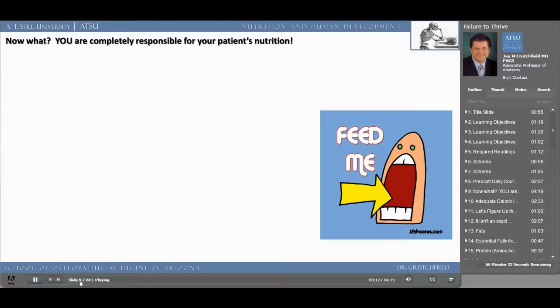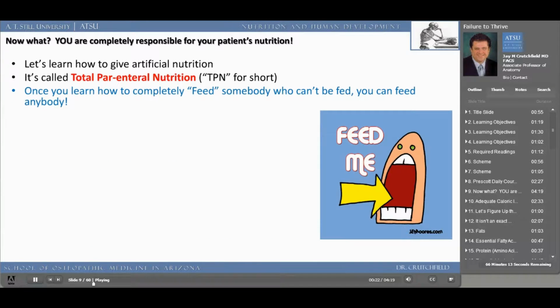So now that you're completely responsible for your patient's nutrition, let's learn how to give artificial nutrition. Total intravenous nutrition, called TPN for short, total parenteral nutrition. Once you learn how to completely feed somebody who can't be fed, you can feed anybody. You will be able to read the labels at any grocery store and know exactly what somebody's caloric needs are and whether the food you're eating is too much or not enough, or too much in fats or too high in proteins, or whether it can damage kidneys or their liver.